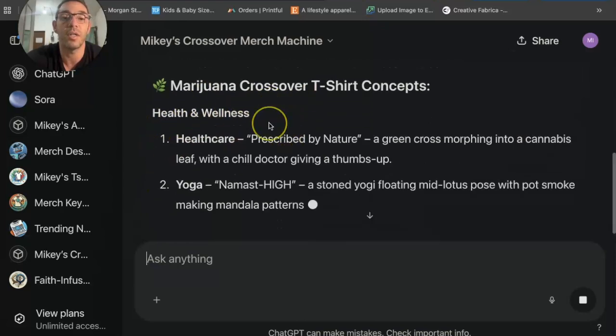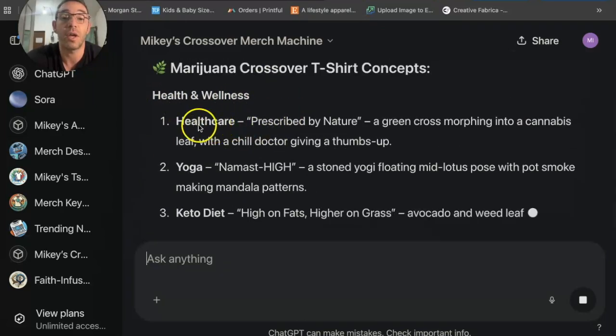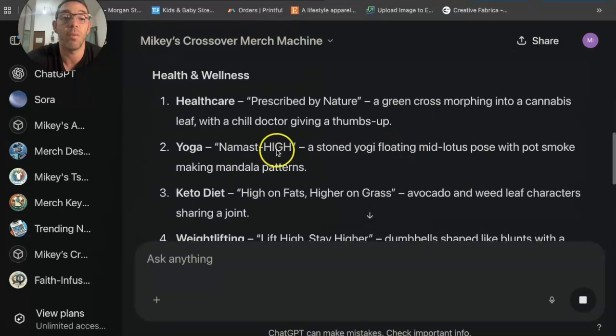So here we got the health and wellness category. For healthcare, you can do one that says prescribed by nature, with a green cross morphing into a cannabis leaf with a chill doctor giving a thumbs up. Here we got one cross niche with marijuana and yoga. Namaste. So that's actually a pretty good idea right there. A stoned yogi floating mid-lotus pose with pot smoke making mandala patterns.